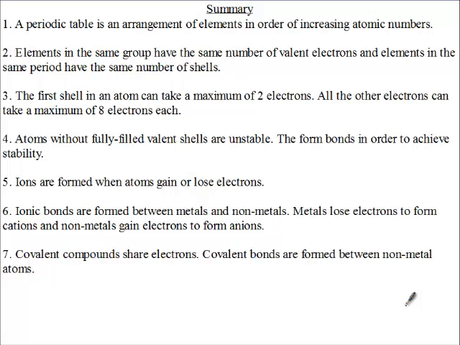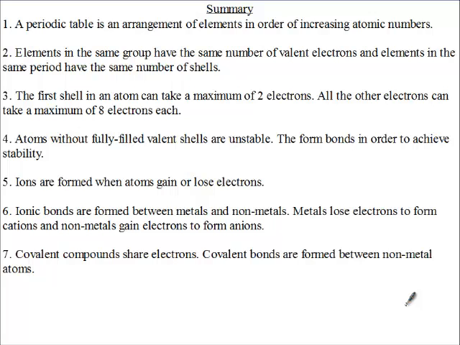Now, elements in the same group have the same number of valence electrons, and elements in the same period have the same number of shells. Now, what are groups and periods? The groups are the vertical columns on the periodic table. The periods are the horizontal rows on the periodic table.